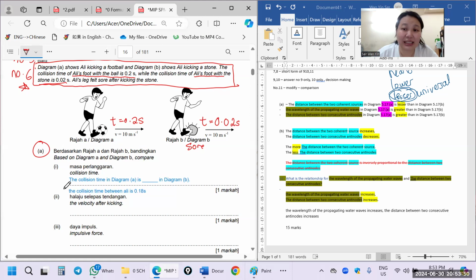Thank you, Angelina. But Angelina, one is 0.2, one is 0.02. So sorry, this one is wrong. They don't want you to minus, they just want you to compare more or less. Understand? So which one is greater? This is 0.2, 0.02. So this is smaller, this is greater. So A is greater than B.